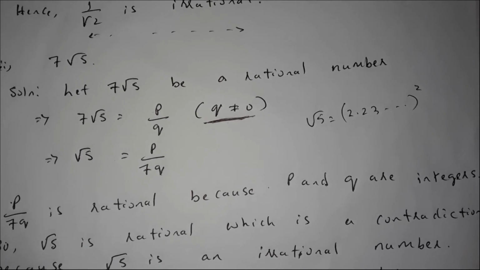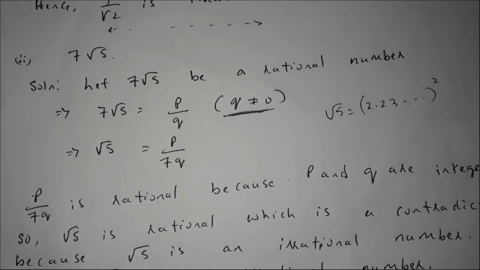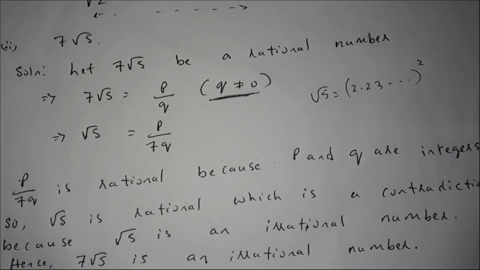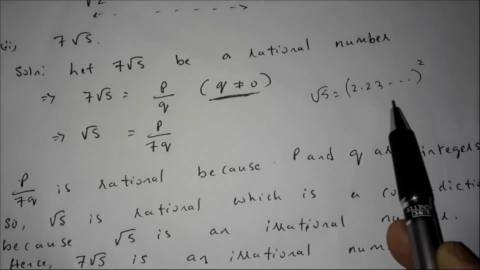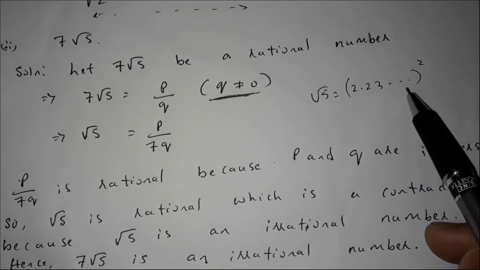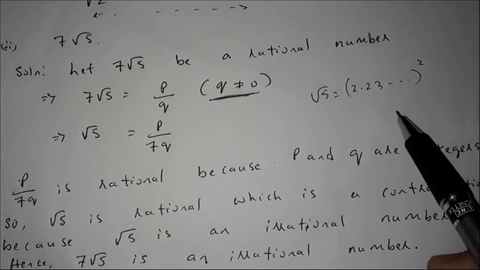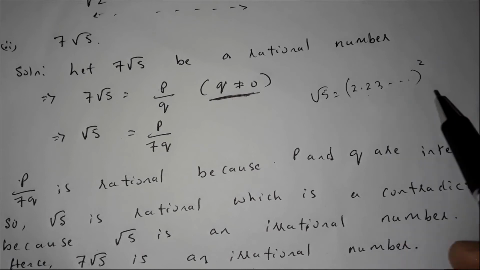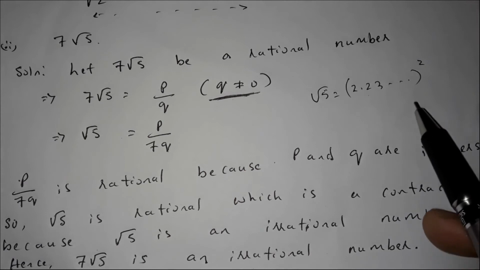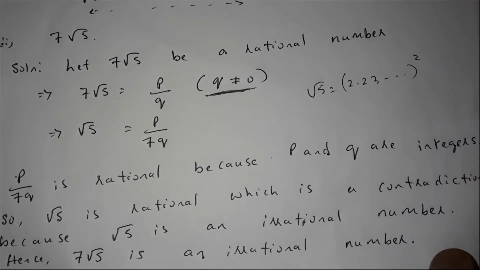So here p by 7q is rational because p and q are integers. So root 5 is rational, which is a contradiction. Why? Because root 5 is an irrational number. Square this 2.23 something number, you'll get root 5. But this is non-terminating, non-repeating. Remember, if it is non-terminating and repeating, it is a rational number. But non-terminating, non-repeating is an irrational number. Therefore, 7 root 5 is an irrational number.